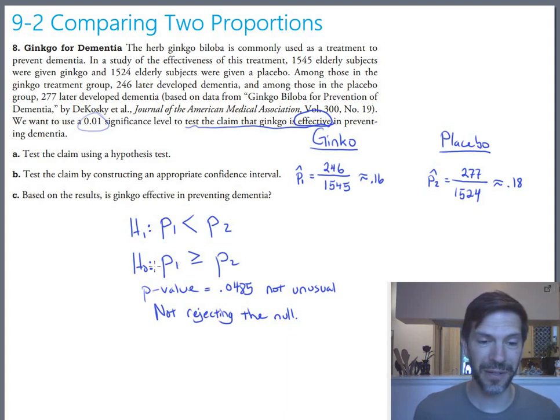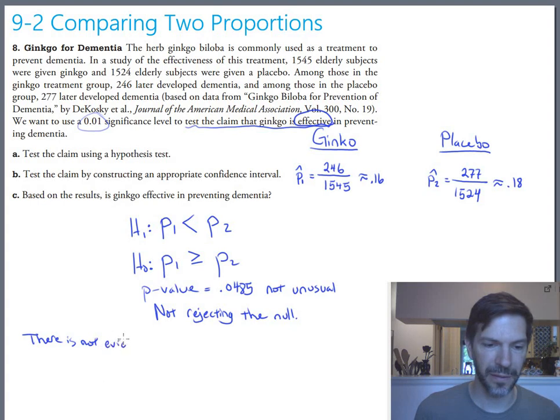Because we are not rejecting the null, we can't accept the alternative either. So we need to write a sentence that somehow says that. And I'm going to talk about the alternative when I write my sentence, right? So I'm going to say, there's not evidence for the alternative, and translate the alternative back into words from the math that we have here.